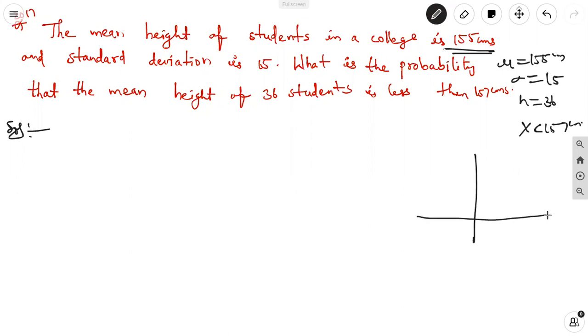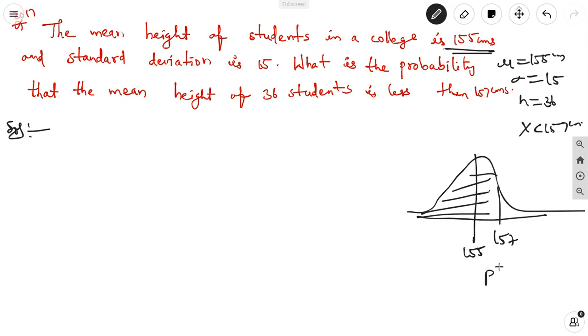From the normal table, we can calculate the probability of x is less than 155. Mean is equal to 155. We can find out the 157. This is the area we can calculate. That is the probability of x is less than x1. That is 157. Okay. Here we can take the values what they have given.